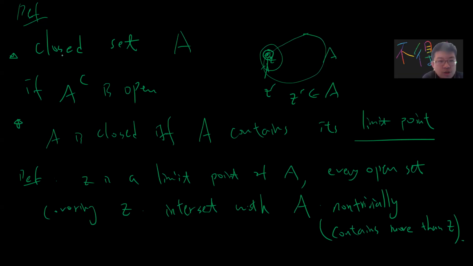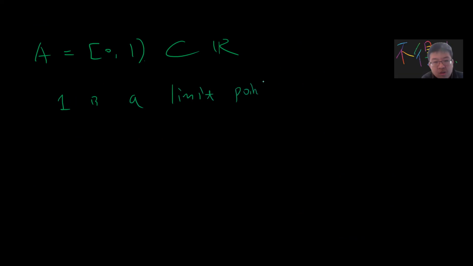I think one example, maybe let's say you take A to be (0, 1) in the real line. Then 1 is a limit point, because you can check that however small an open neighborhood, however small an open ball you choose around 1, you will always find a point here that intersects with A.